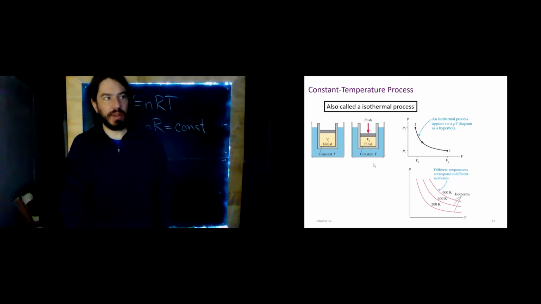Maintaining a constant temperature within the cylinder. Isothermal processes are shown by these lines right here. These are hyperbolas, and we call them isotherms. An isothermal process is a constant temperature process, and an isotherm is a line of constant temperature. So here we see an isothermal process where we move from an initial state to a final.